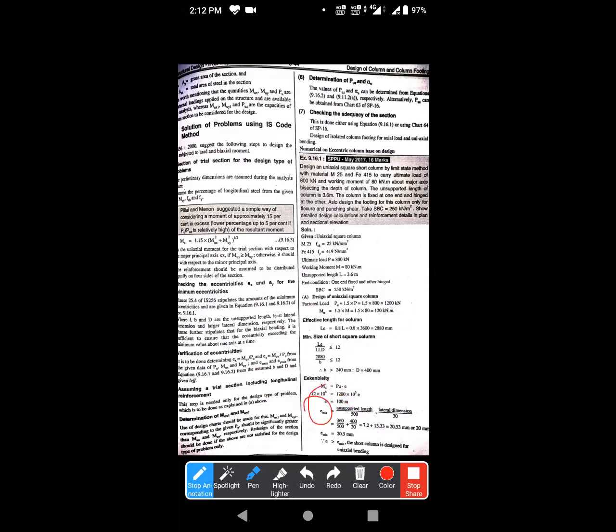Now you have to go for the minimum eccentricity. The minimum eccentricity is unsupported length upon 500 plus lateral dimension upon 30. You know this formula. Since this e is greater than e minimum, the short column is designed for uniaxial bending. Whatever e you have calculated should be greater than e minimum; only then is the condition satisfied and you can design it as a short column.